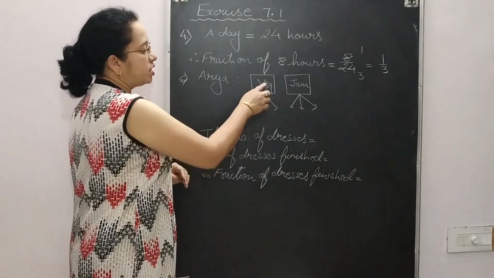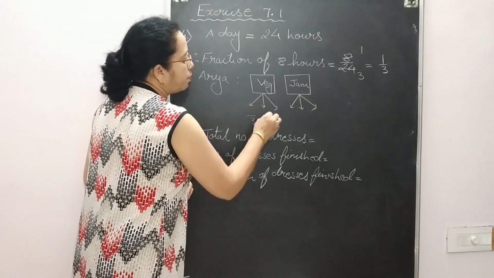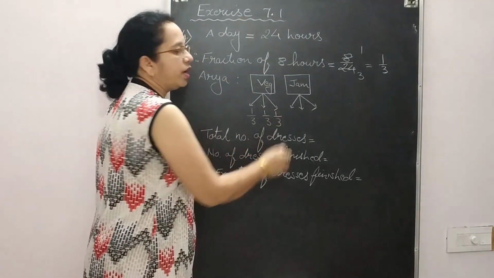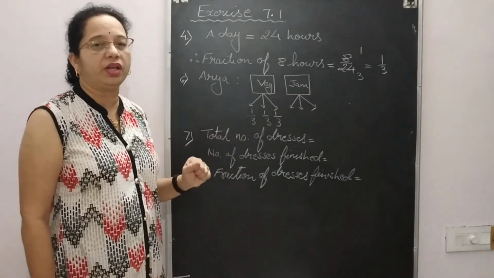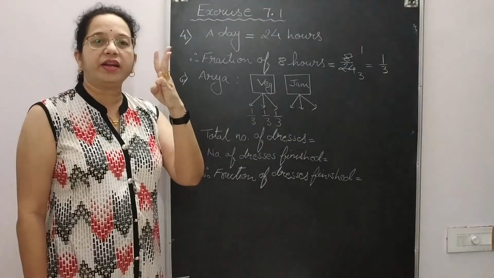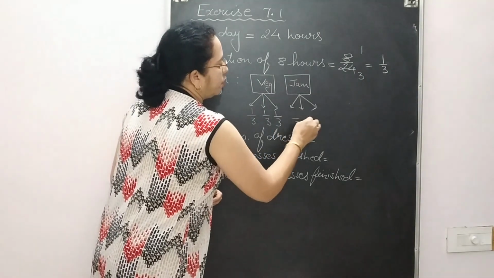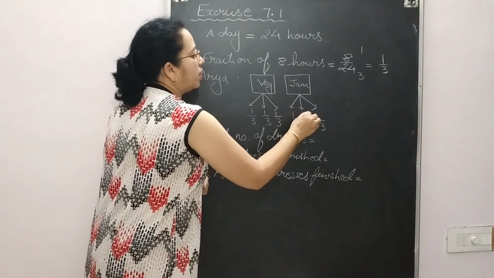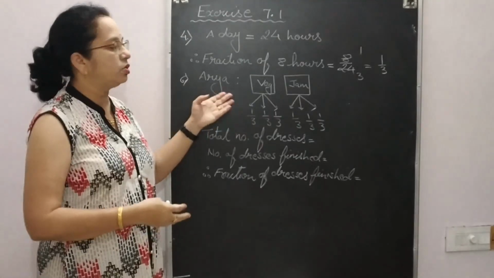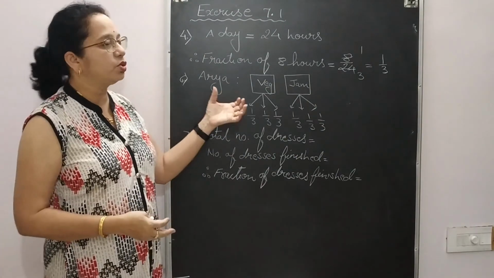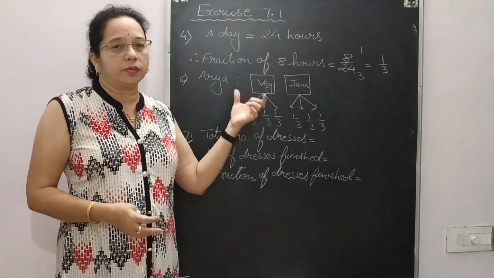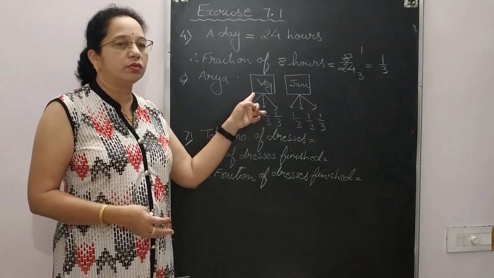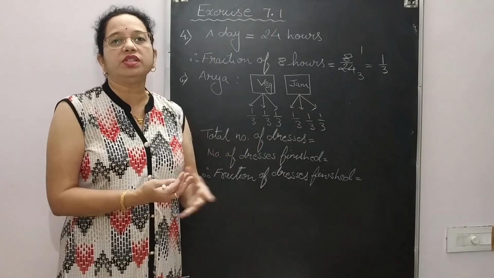So this veg sandwich will be divided among 3 parts, and each one will get 1 by 3 part of a sandwich. Similarly, jam will also be divided in 3 equal parts. So your denominator will be 3 here also, and with 3 friends, each one will get 1/3 part of the sandwich. This is what is asked, how Arya is going to divide. So Arya will divide each sandwich in 3 equal parts, and each one will get 1/3 part of the veg sandwich and 1/3 part of the jam sandwich.